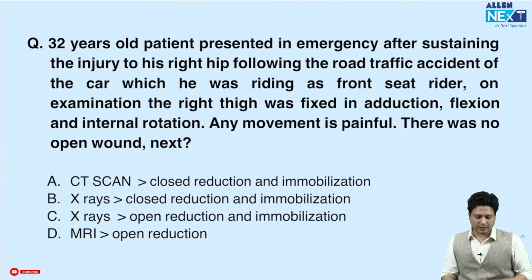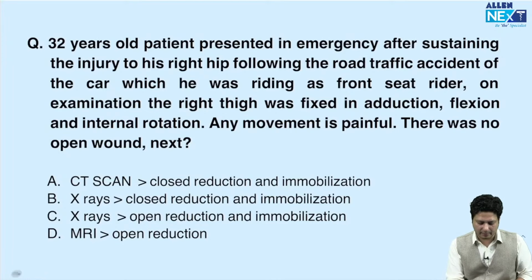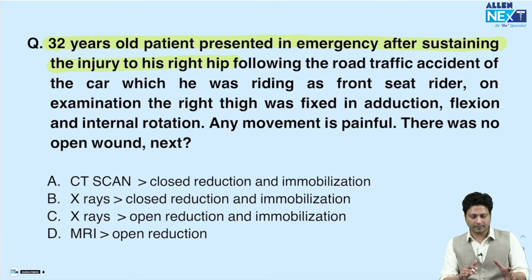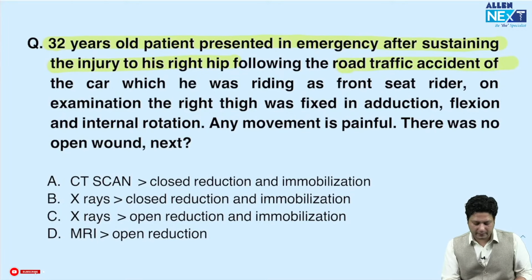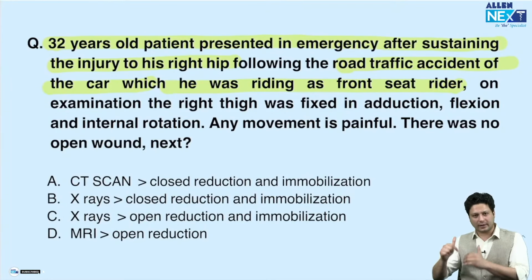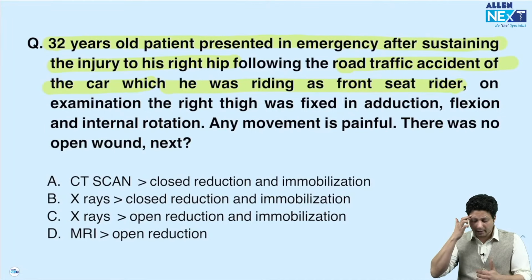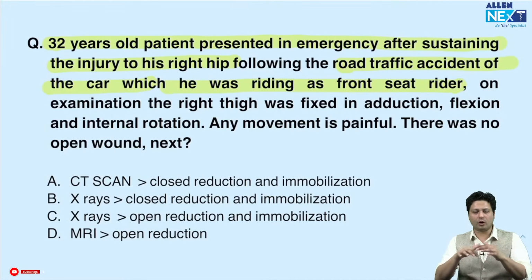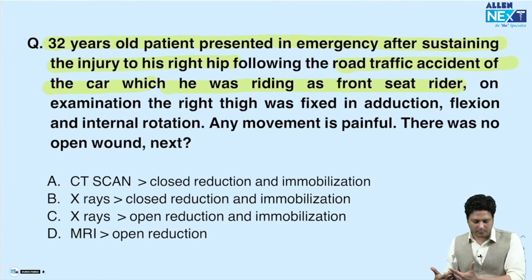Let's talk about another question: a 32-year-old patient presented in the emergency after sustaining an injury to his right hip, following a road traffic accident in the car, which he was riding as a front seat rider. So the patient has sustained injury to his right hip. Front seat riding means there has to be a collision, and because of that collision, the patient has sustained injury to his hip joint.